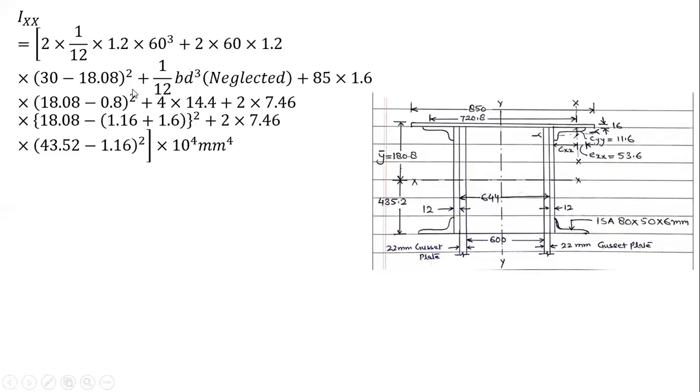Plus 1 by 12 BD cube for this top plate is neglected because the depth of the plate is only 1.6 centimeter. When you take it cube, it is small, so it is neglected. Only I took the area times h bar square. So area is how much? 85 into 1.6 into h bar. How much is h bar? This distance is 18.08 minus half of this, how much? 0.8, whole square. Plus 4 into Ixx.